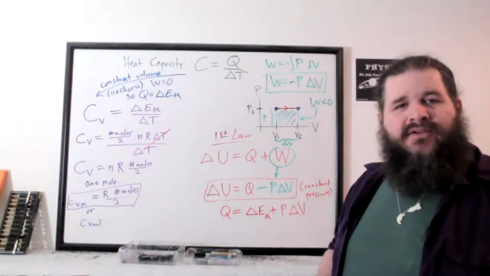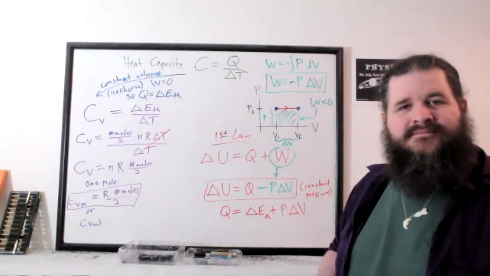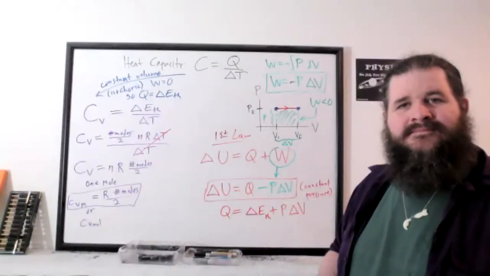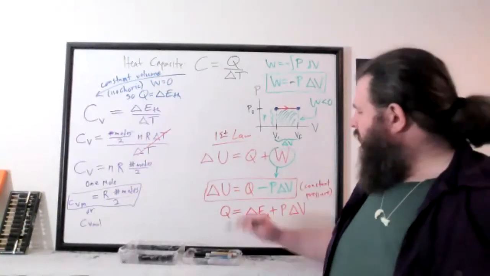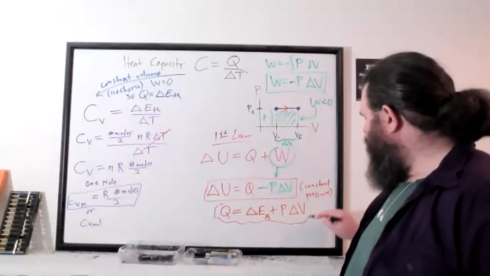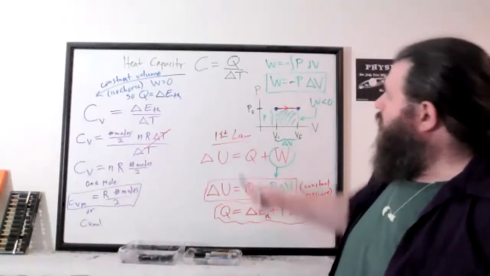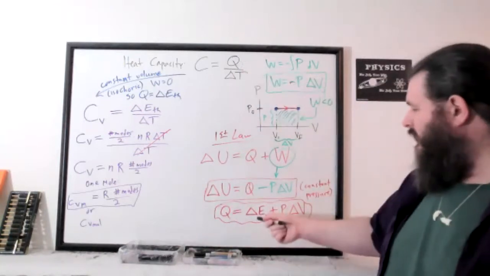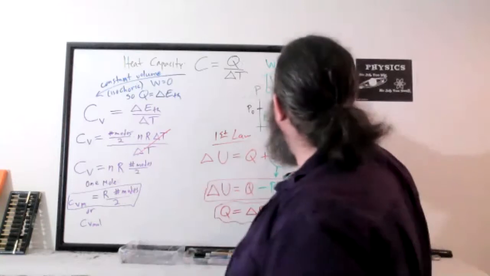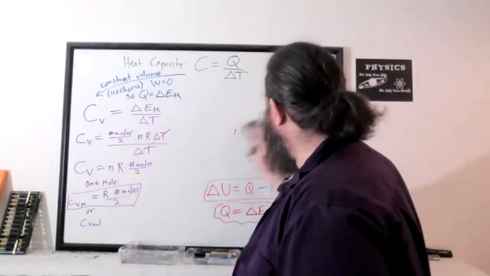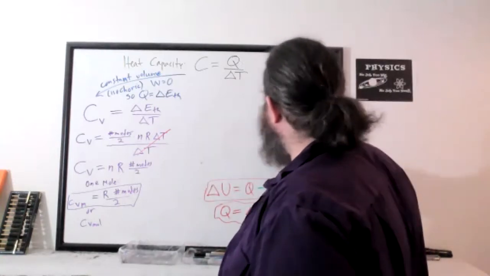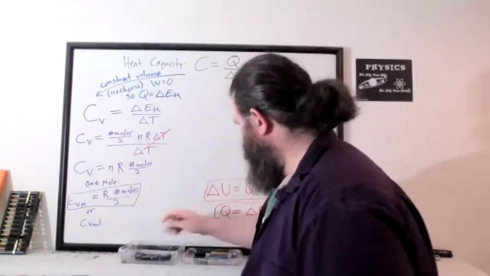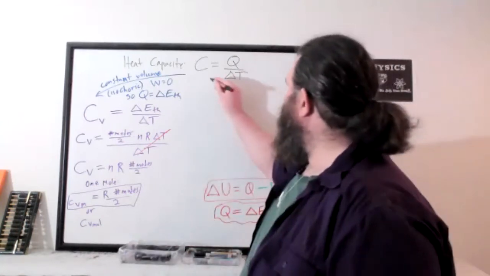Any other questions on that so far? No, that's making sense. So let's go ahead and make that substitution. Wherever we see Q in the constant pressure process, we can replace it with delta E thermal plus P delta V. So let's do that. Constant pressure.